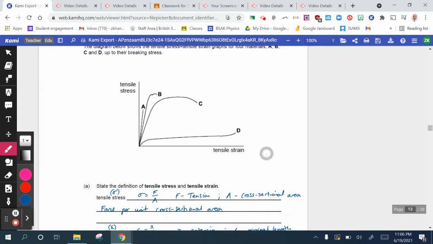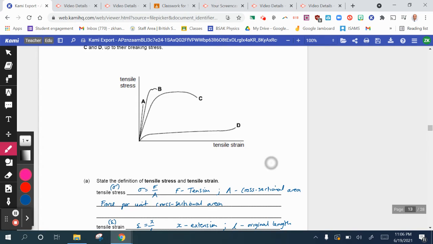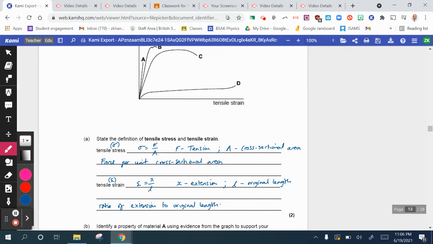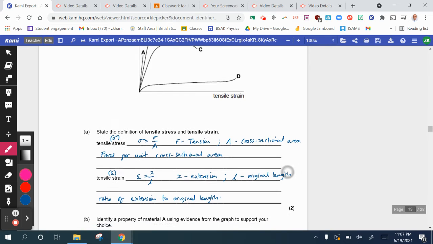Okay, so it starts off with looking at definitions. The definition of stress: if you write down the formula to help us here, stress is equal to force over, and this here is key, the cross-sectional area of the material. So it's the tensile force per unit cross-sectional area, that's the definition.